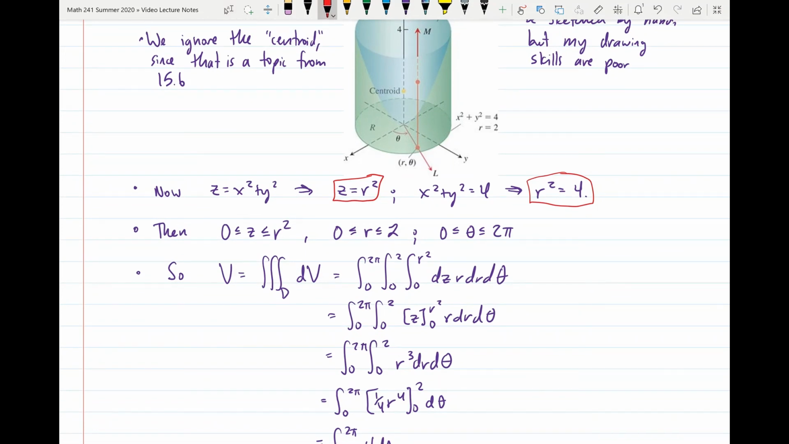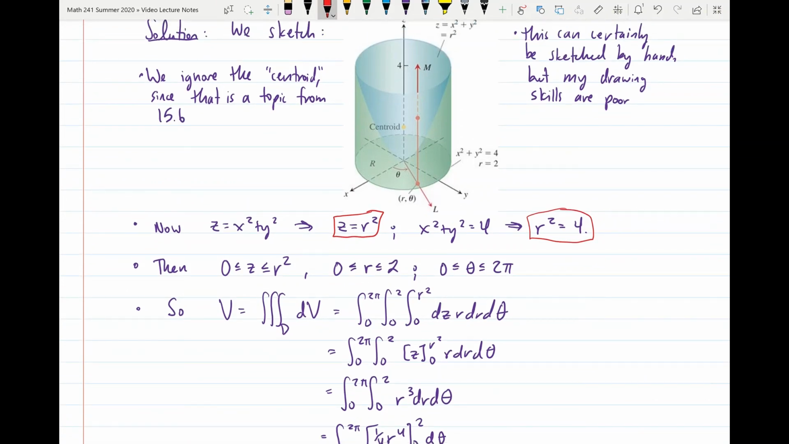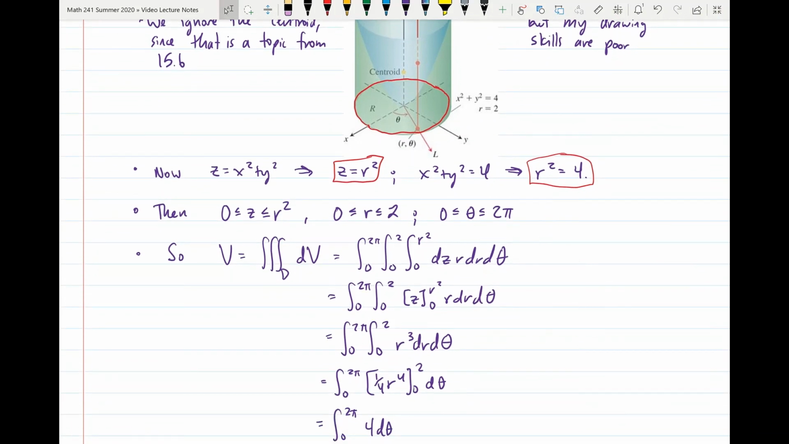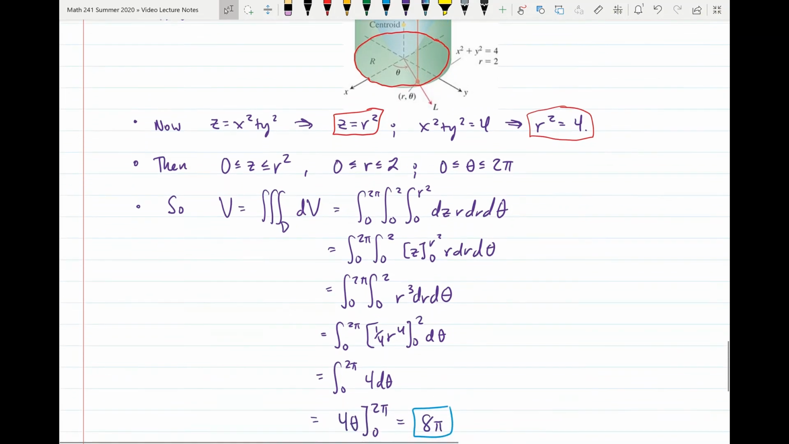And then finally, we need to worry about lower and upper limits of integration for theta. But theta is going to go from 0 to 2 pi because we're talking about this whole circle here in the xy plane, not just part of the circle. So the lower limit of integration will be 0, and the upper limit of integration will be 2 pi.